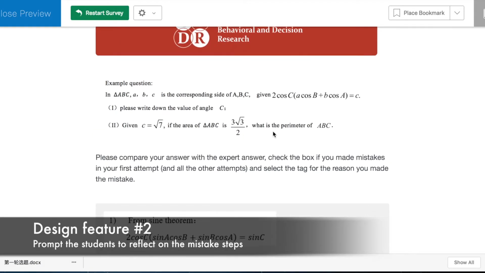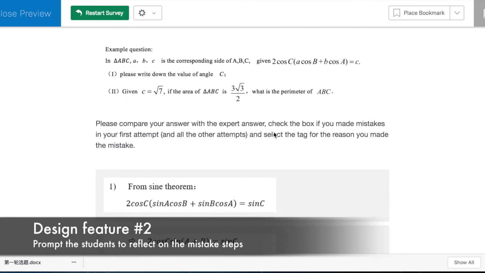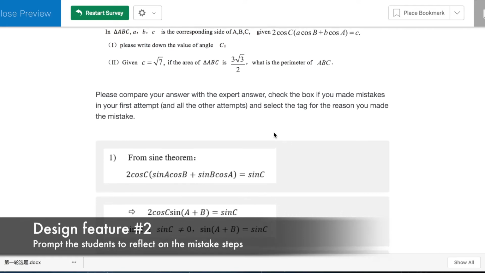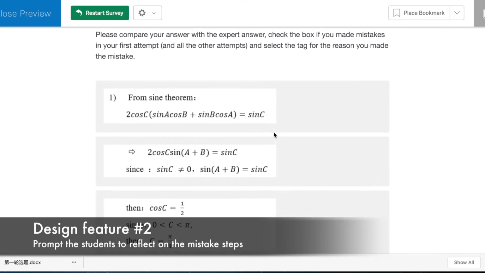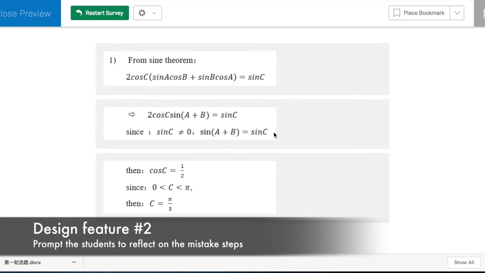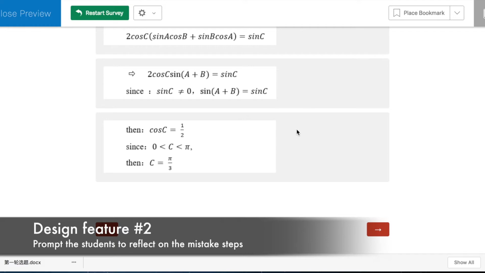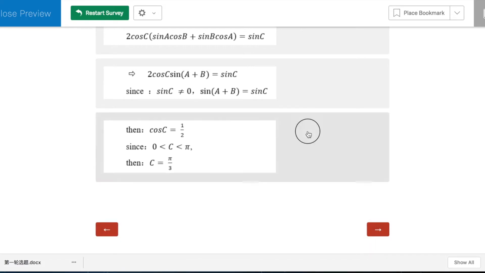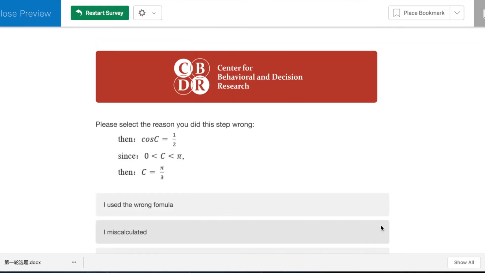Then, the process goes to the self-assessment part, which shows the second feature of the step loop adaptivity. For this part, the learners will first identify the mistake steps within the problem by selecting different blocks to identify the wrong steps. For example, Lisa was wrong in the last step. The answer should be pi over 3, but her result is pi over 6.